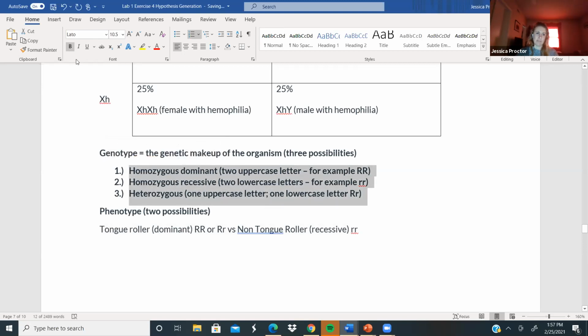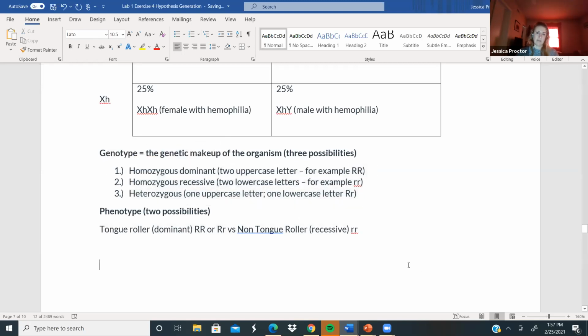Okay, so for the basic monohybrid Punnett squares, there's only 2 possible phenotypes, but there are 3 possible genotypes. Okay, so think about the genotype. It's the genetic makeup, it's the letters, and then the phenotype is simply the physical expression or the physical manifestation of the genotype. Okay, so it's essentially how that organism looks for that trait. So in this case, we're just looking at tongue rolling versus non-tongue rolling.